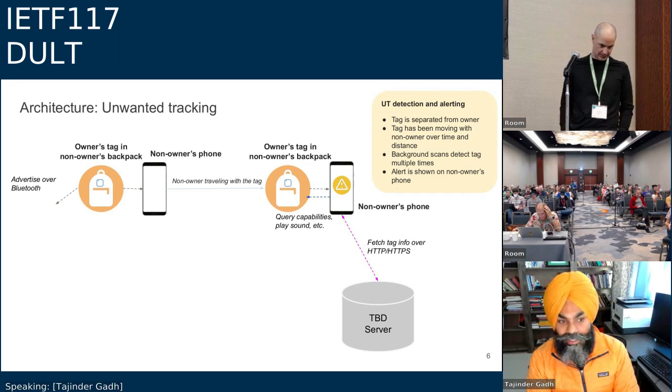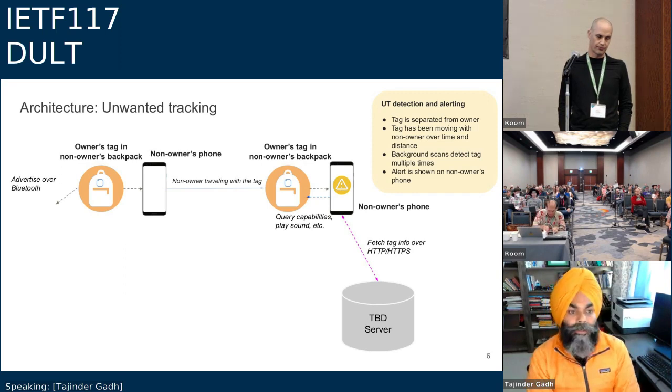And also, as Brent mentioned, there is a notion that when the tag is actually connected to the user's device, the rotation of the MAC address is quite frequent. And while they are in a separated state, the tag is rotated less frequently to assist for the unknown tracking.